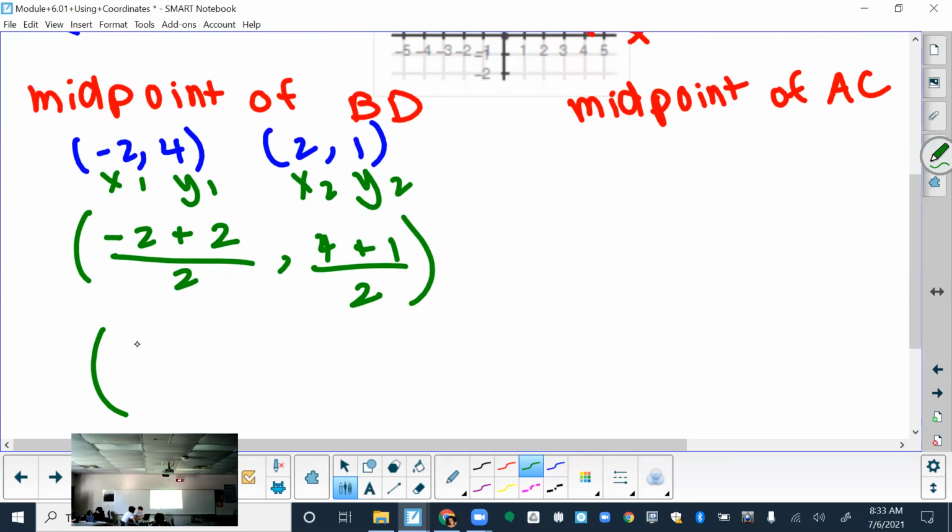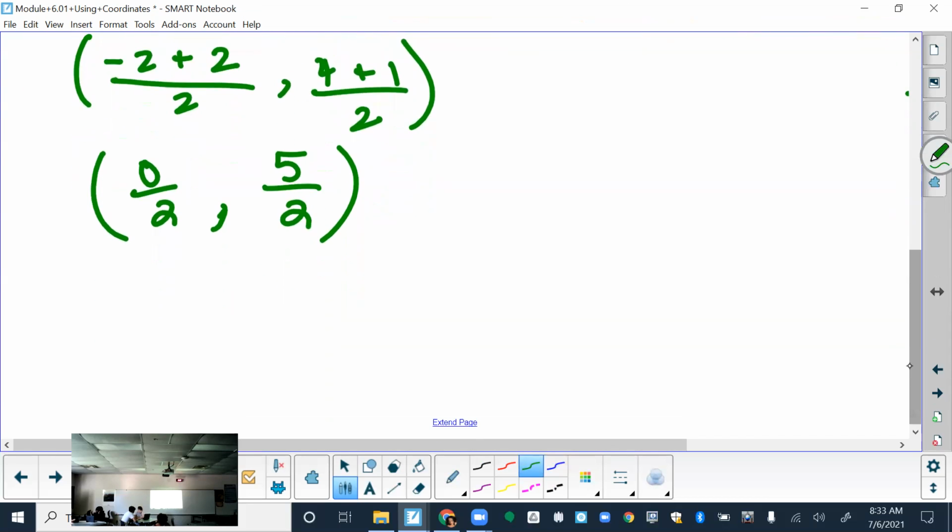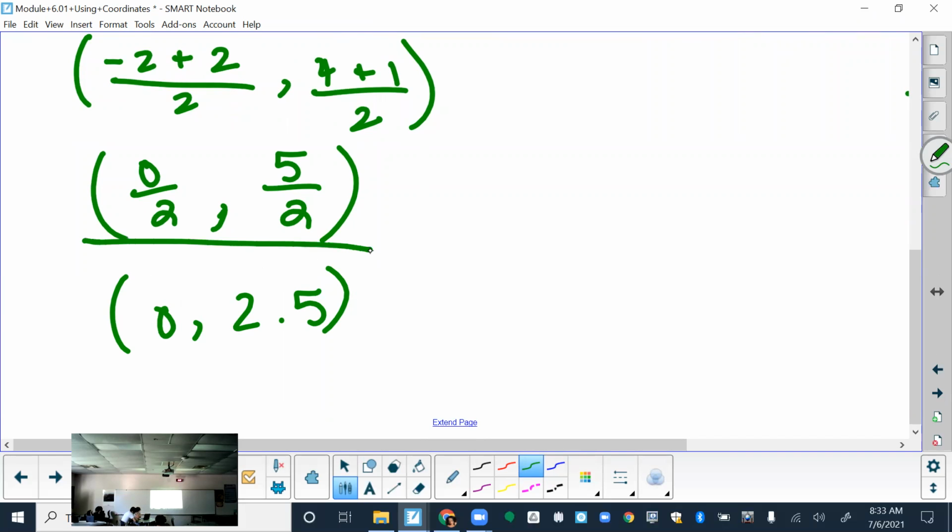So -2 plus 2 is 0. And I know we can probably do this in our head, but I'll simplify it in the next step. 0 divided by 2. And then we have 4 plus 1, which is always divided by 2. We can simplify those. What's 0 divided by 2? 0. And then what's 5 divided by 2? 2.5. All right, so if I was graphing the midpoint, it would be at (0, 2.5) for BD. I can just put a dot there.